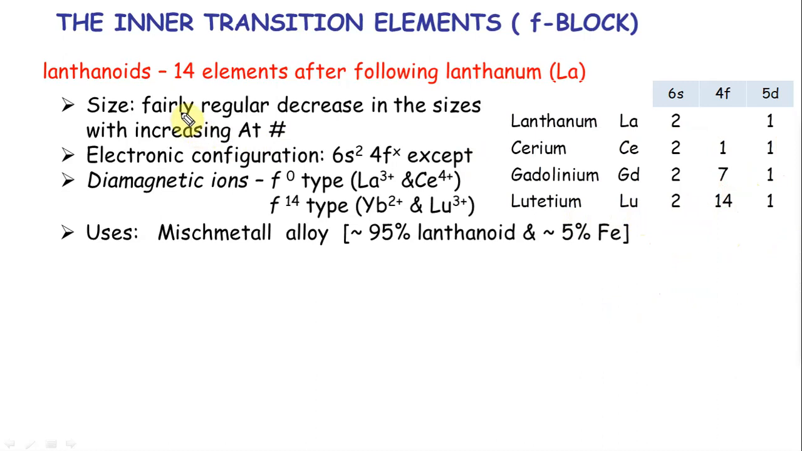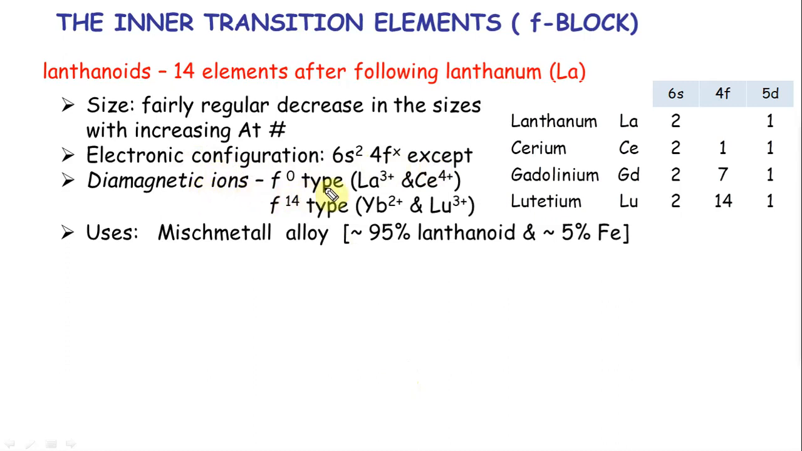Their size, if you look at it, they're fairly regularly decreasing. So basically they follow a pattern decreasing. So d block you saw something like a U at the tail. Here it is going to fairly decrease. But the decrease is less than expected because of lanthanide contraction. Okay, f orbitals don't shield very well, so every electron that you put, okay, it doesn't become bigger, it actually is smaller. Electronic configuration is given, that's okay.